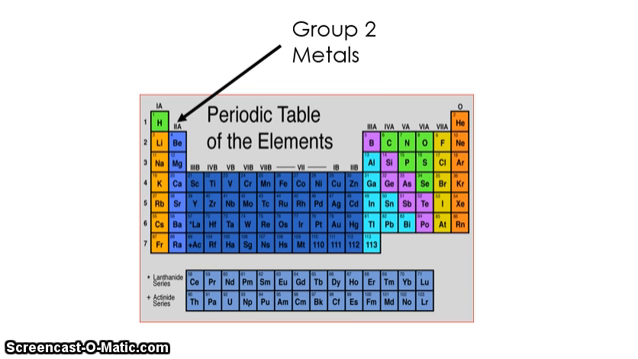So first of all, we need to know where the group 2 metals are. On that periodic table it nicely shows it's the second column on the left, not the first, but the next one. So that's group 2, and you can see it's beryllium, magnesium, calcium, strontium, barium and radium.